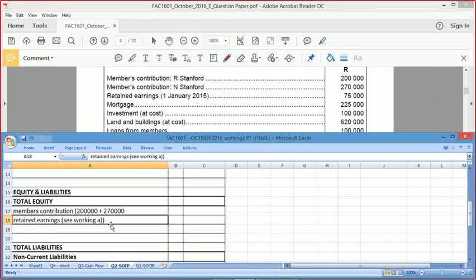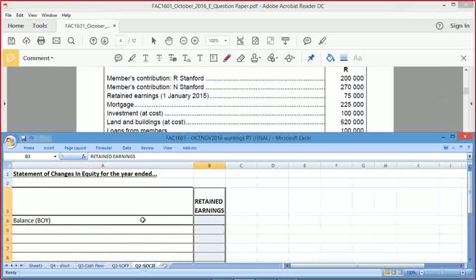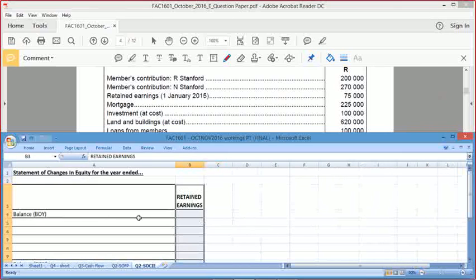So I go to the SOCI. I didn't put that in, because I drew it up. There's retained earnings in the SOCI, right? Is this opening or closing? This is opening. Correct. So get a mark for showing that as the opening balance for retained earnings.